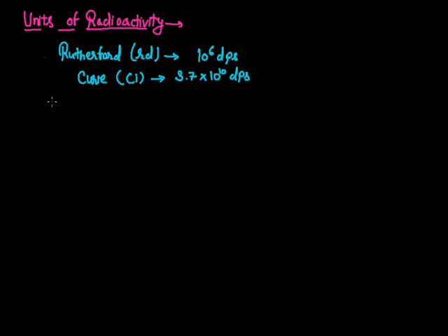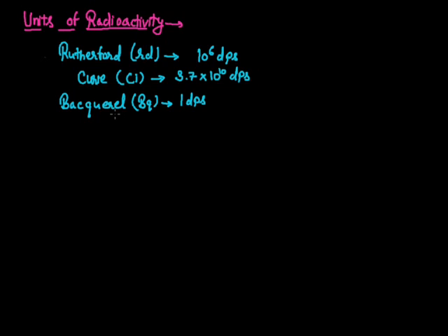And if I talk about the SI unit of radioactivity, it is becquerel. To represent this unit becquerel, we use the symbol Bq, and it is defined as that amount of radioactive substance which shows 1 disintegration per second. So these are the three radioactive units, and these three can be interconverted.